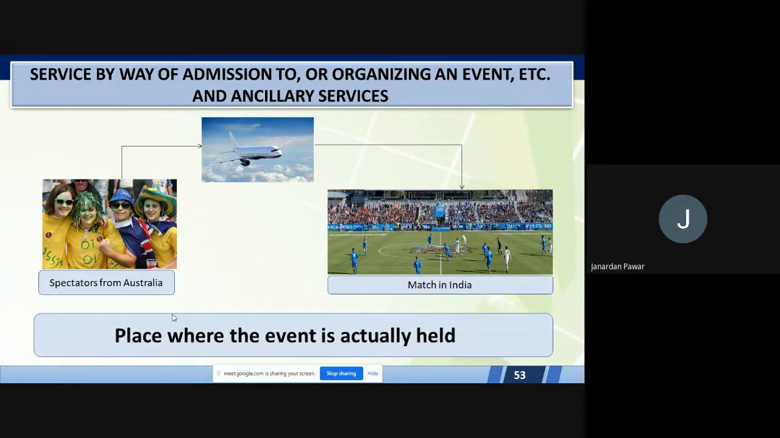This is what is called the place of supply, and this way the place of supply is decided. I hope you have understood what I mean to say.